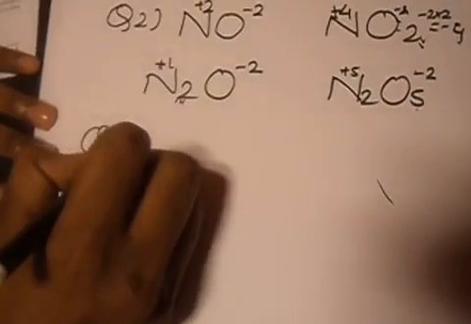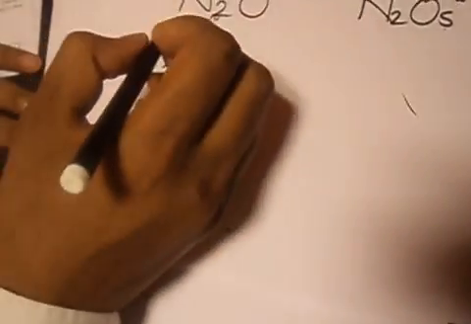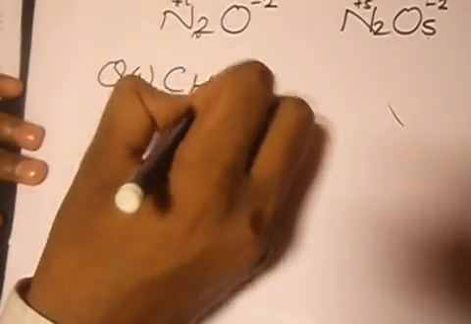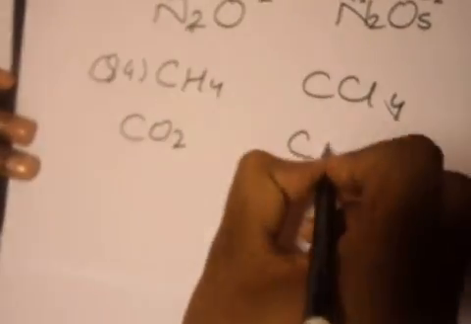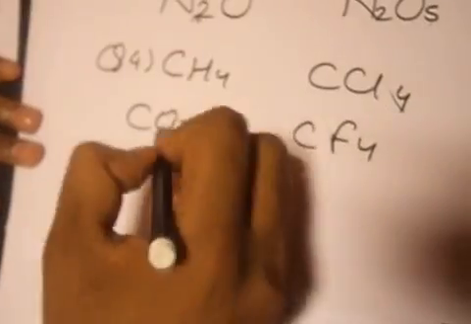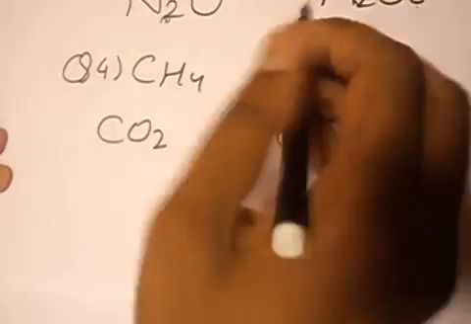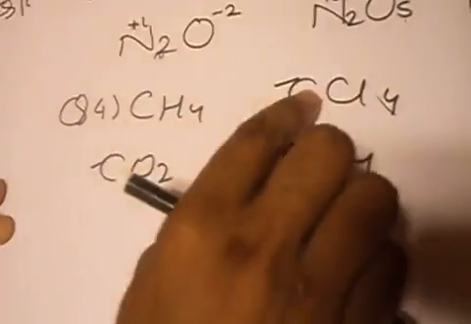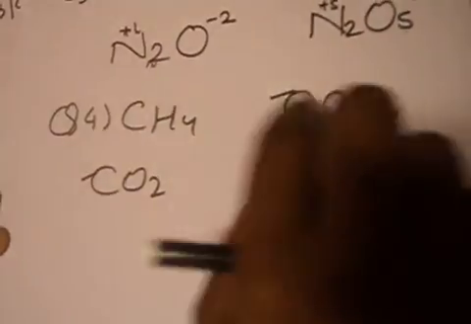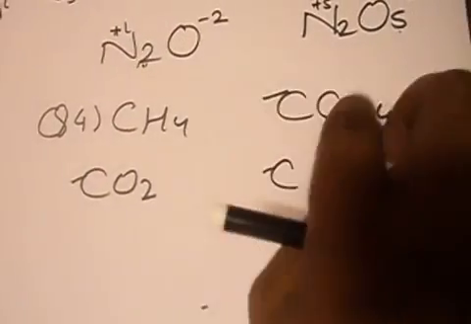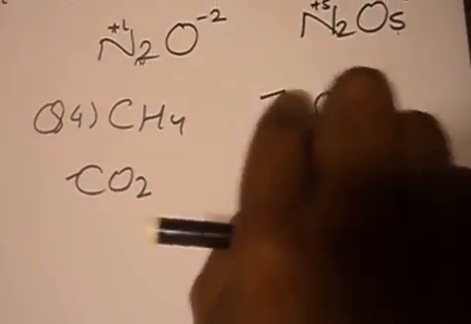Question number 4. In which of CH4, CCl4, CO2 and CF4 is carbon in the lowest oxidation state? In all the examples, you can see that carbon is bonded to a more electronegative atom than itself. So in the second, third and fourth examples, carbon will carry a positive charge, because all the compounds are binary in nature and the other atom is more electronegative than carbon.